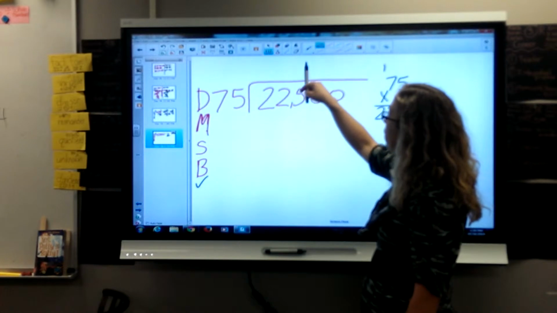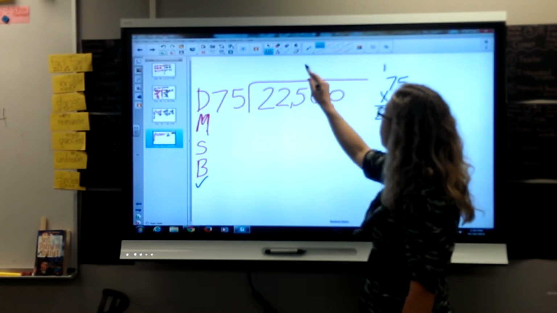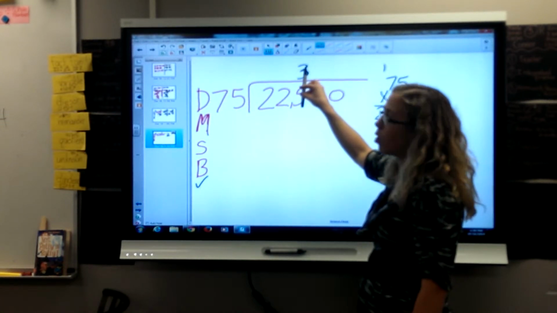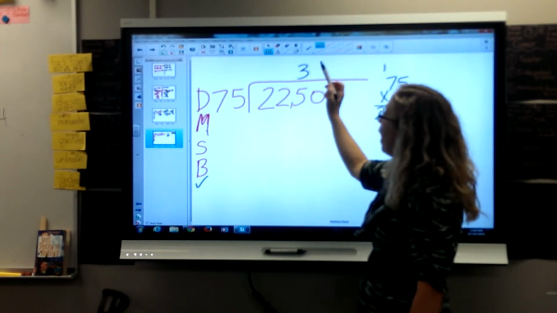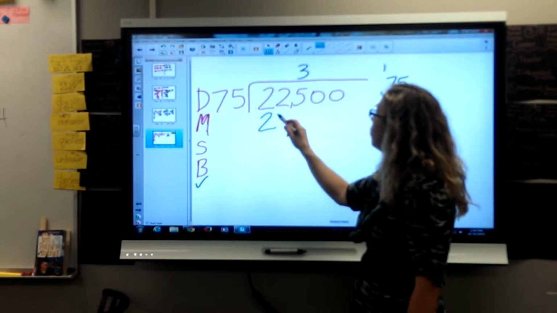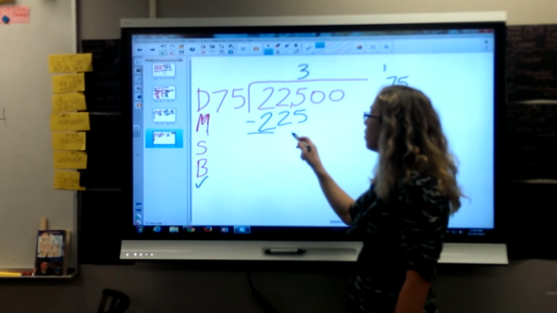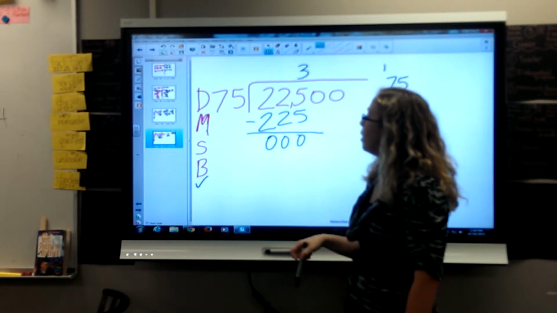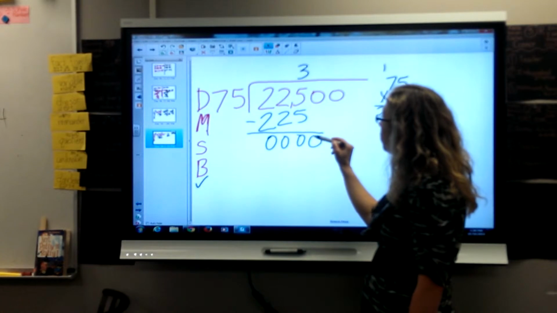And since we're in 3 digits over, we have to put the 3 digits over. We have to line it up with how far we're going over to do our division. Then we multiply it back out. 3 times 75 was 225. Then we subtract: 0, 0, 0. Okay, now we have to bring the next number down.